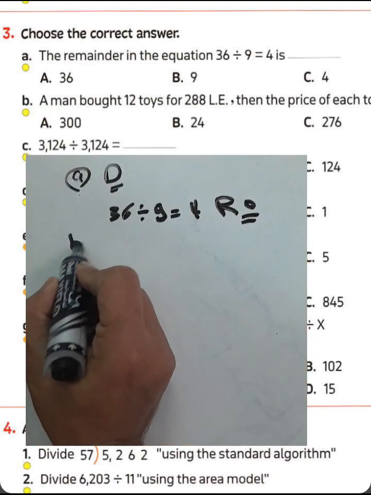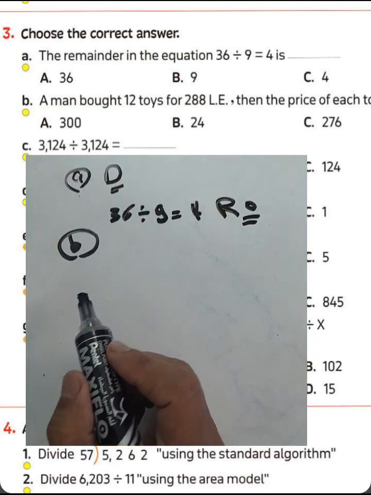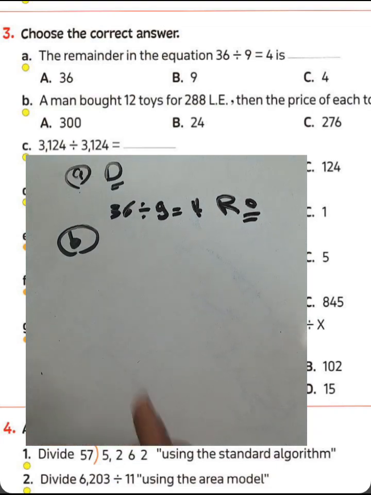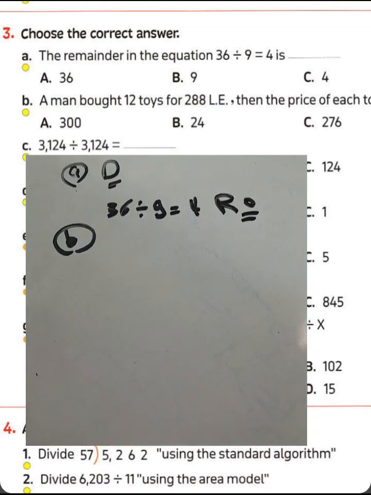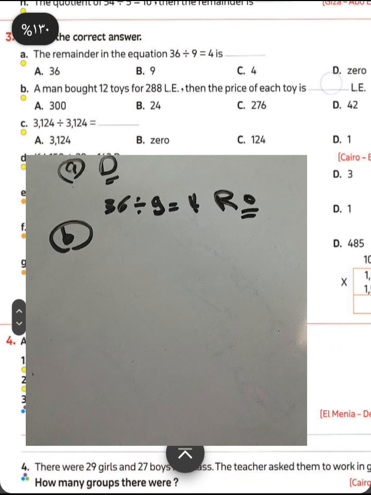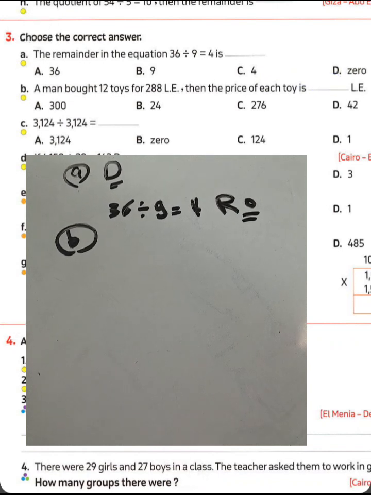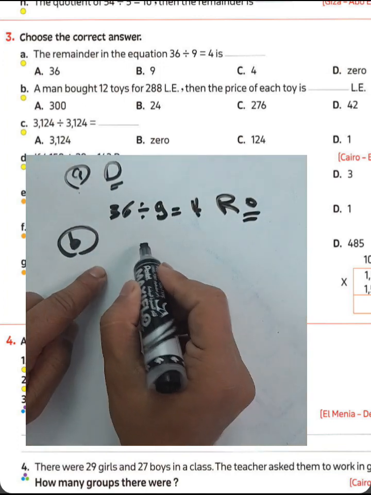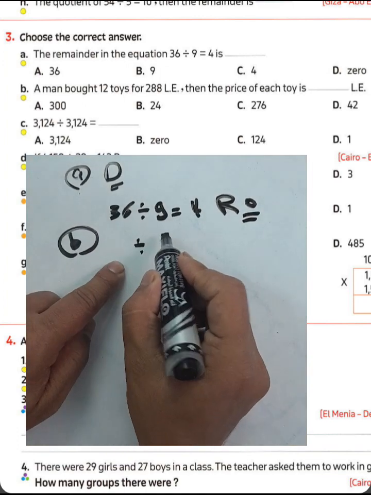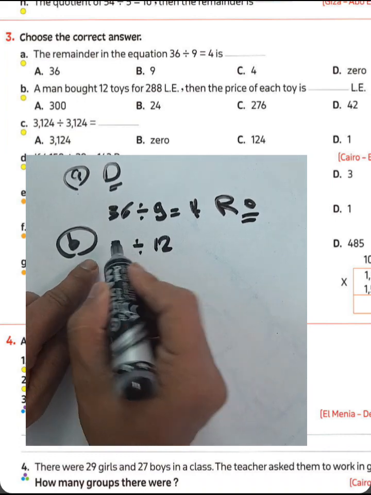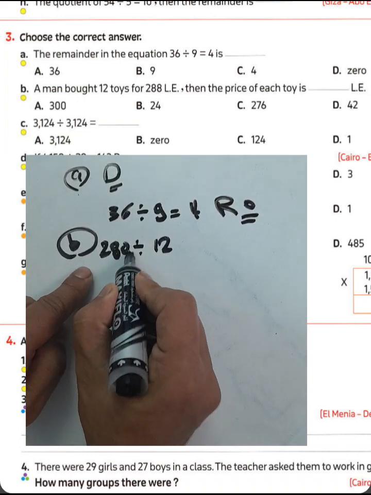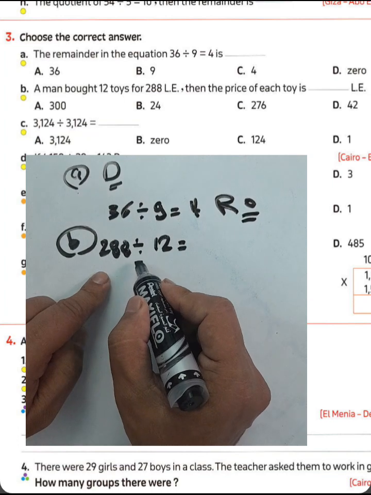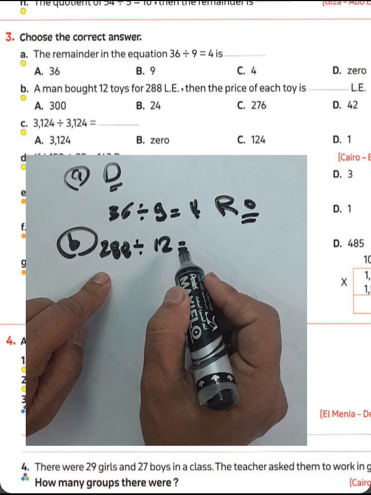Question letter B. A man bought 12 toys for 288 Egyptian pounds. Then the price of each toy is blank. We use here the division between two numbers to find the price of each toy. Okay, 12 is the divisor. And the dividend here is 288. 288 divided by 12 equals what? We want to find the price of each toy here.